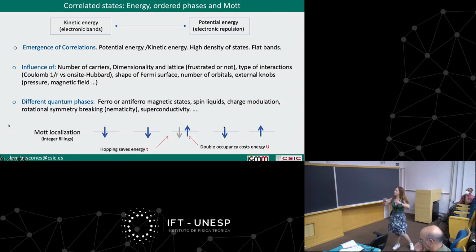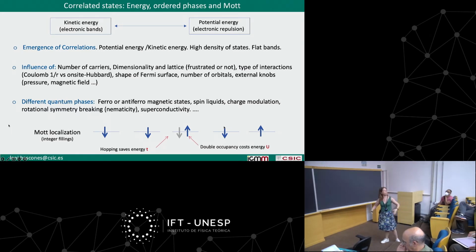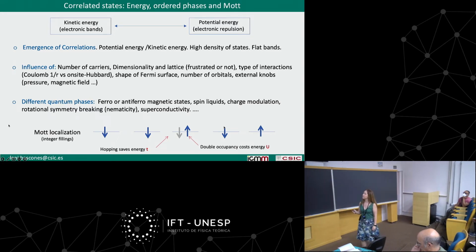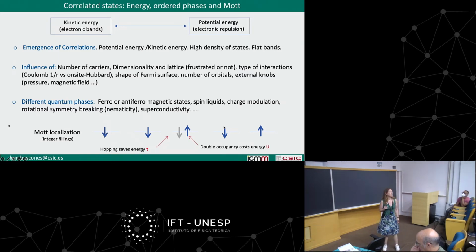So we can have ordered magnetic states, states in which we have magnetic moments but they really don't give long-range order. We can have systems with modulations. We can break the rotational symmetry. There are many different possibilities. One state that is going to appear in the talk, and I will discuss, is Mott localization. Here you can see the simplest example.